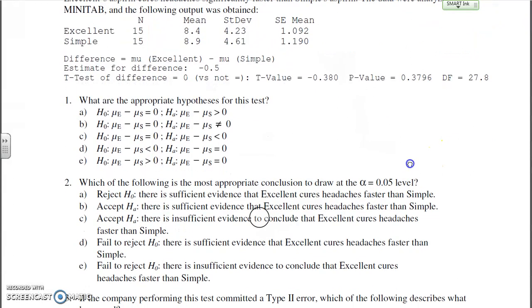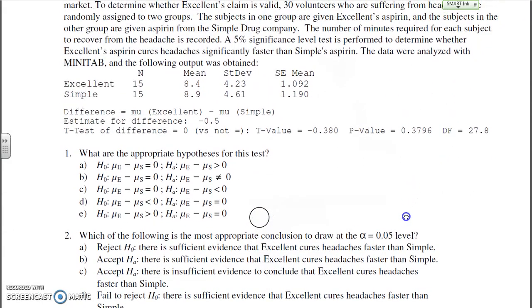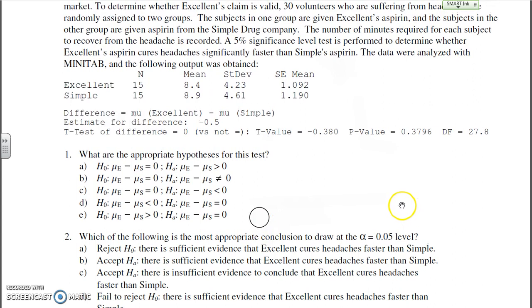So what are the appropriate hypotheses for this test? And it says that it's against a null versus not equals. So what you want is the Excellent minus Simple equals 0 for the null, and the not equals for the alternative. So your answer is B.